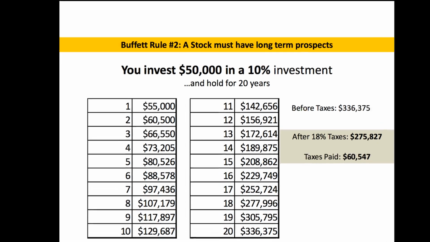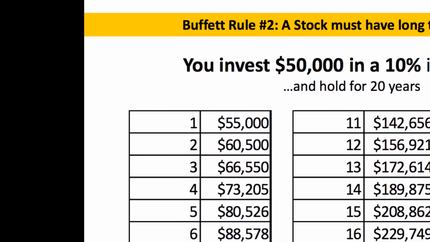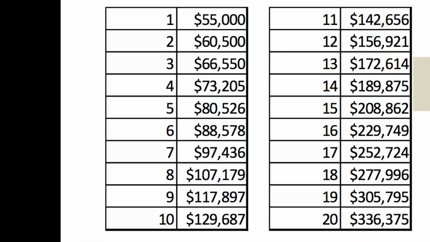So you can see after 1 year, your $50,000 would have turned into $55,000. And then after 2 years, it would have turned into $60,500. And you keep going down that chart, you're not paying any taxes on any of that growth. And that business is just continuing to grow. And that's due to the equity, and that's also due to the dividends.